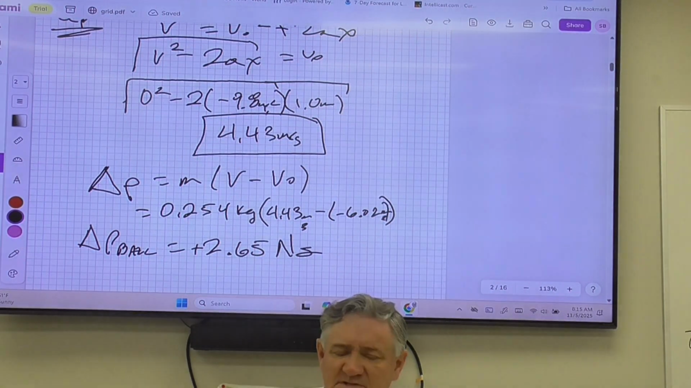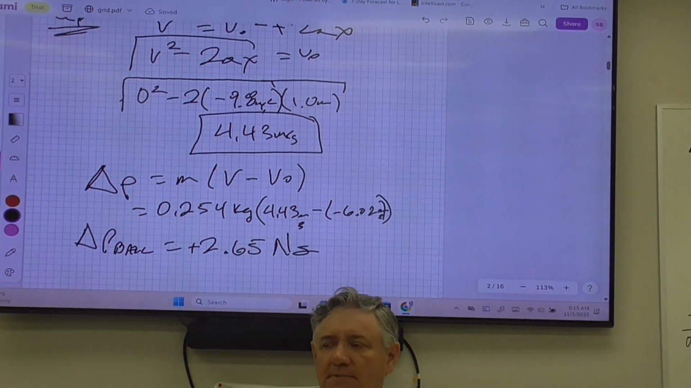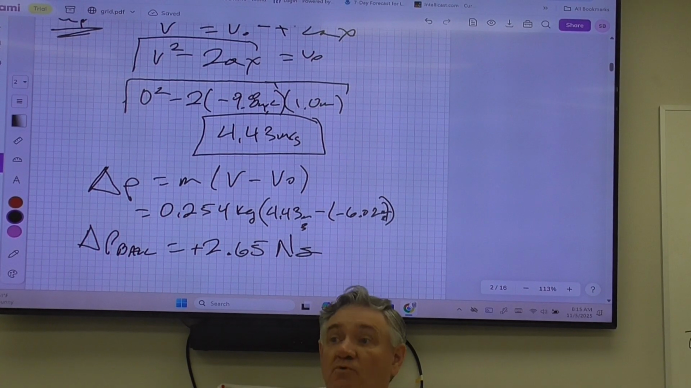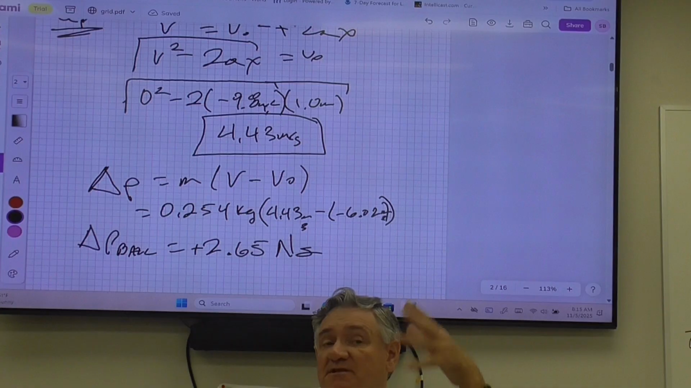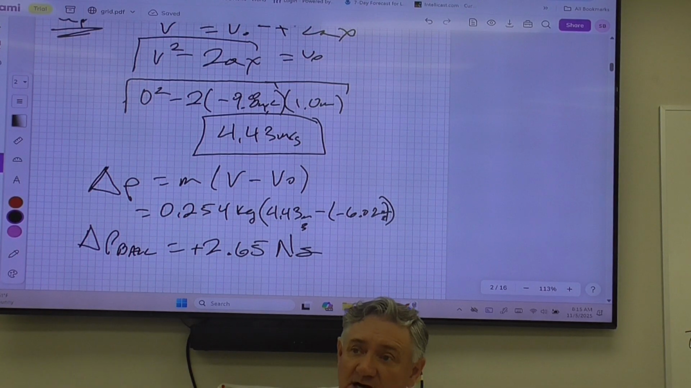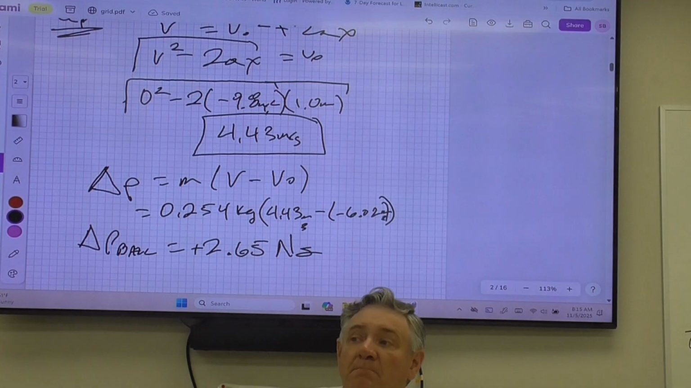Can I find the force exerted on the ball? Yep. How? Dividing change in momentum by time. Which time? The time it's in the air, or the time that it's in contact with the ground? Only the time that it's in contact with the ground, because that's what I'm focusing on. I'm trying to figure out the force exerted on the ball by the ground.